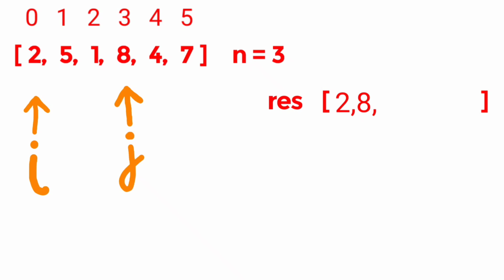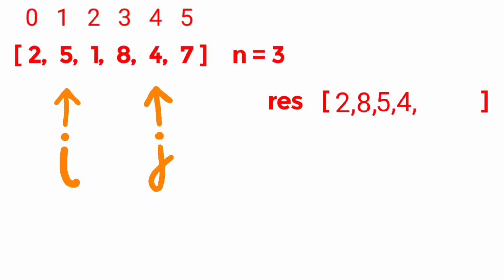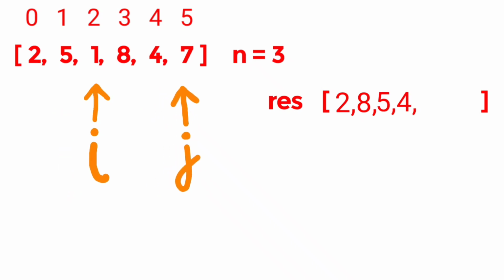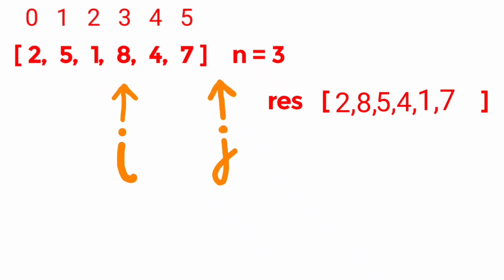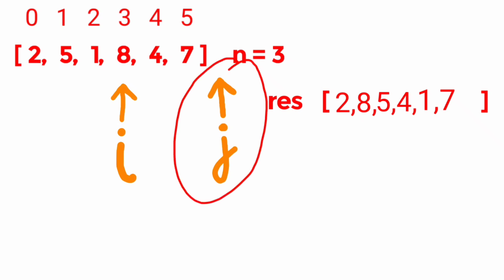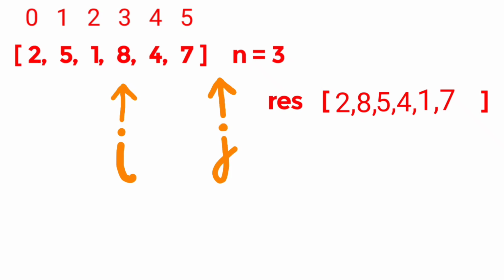After adding the element, let's increment the pointers i and j by 1. Now again add the element to the resultant array. Again increment the pointers. Then add the elements 1 and 7 to the resultant array. Again we increment the pointers, and when the j pointer goes out of the array, we stop the looping and return the resultant array. I hope you understand solving this problem using two pointers. Let's now jump into the code.